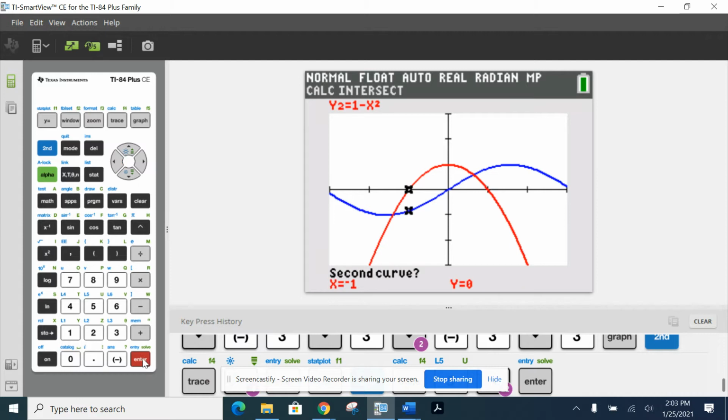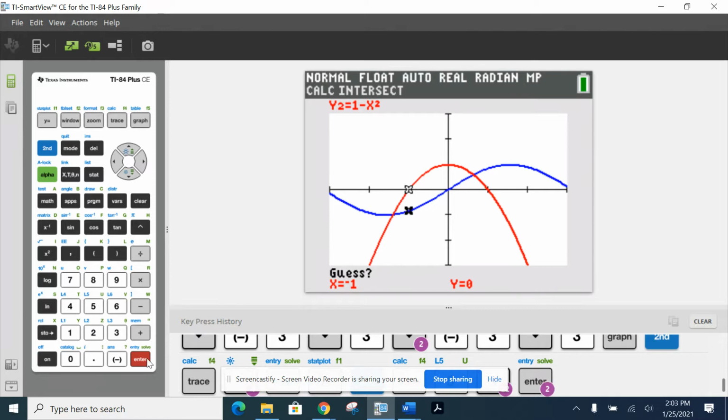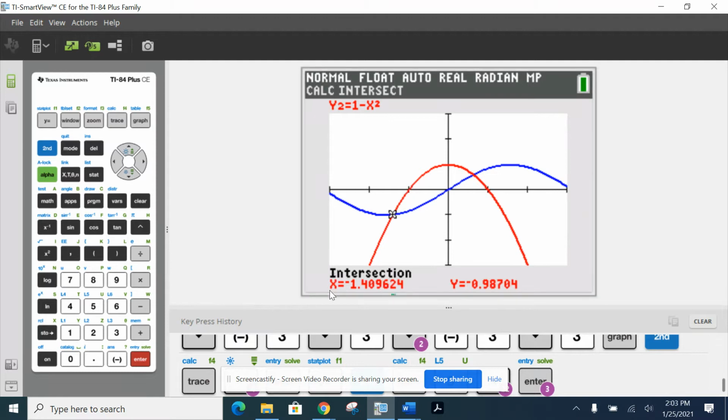It's going to automatically jump me to the other curve, and as long as he's close, which he is, close enough to this one, so we know we're finding this one versus this one. Hit enter again. Then it should say guess. There's no reason we can't guess, so go ahead and hit enter. And then this is the x coordinate for where we intersect.